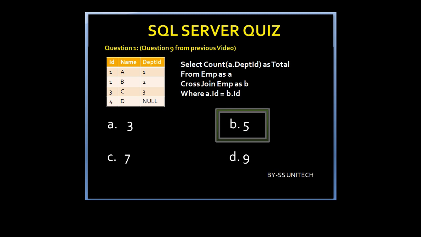So time up. Option B is true because when we use a where condition with our cross join, it will act as an inner join. So option B is true. Let's move to another question.